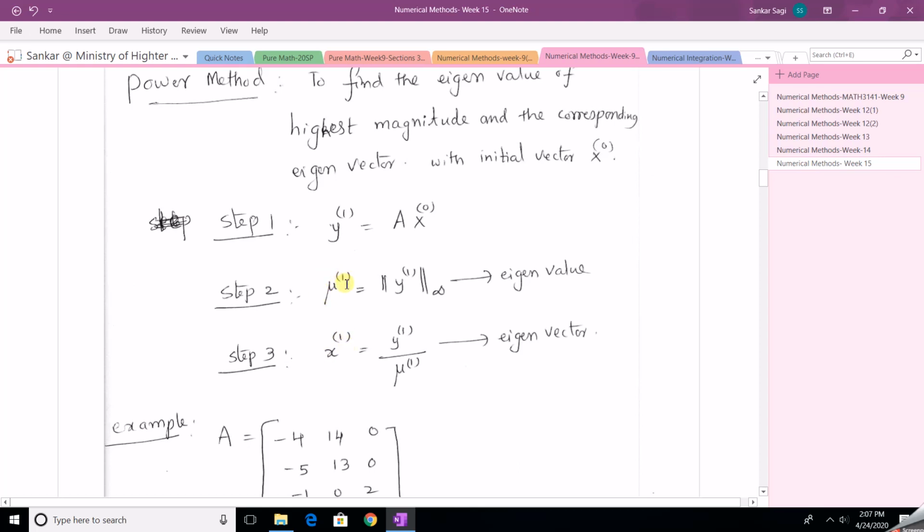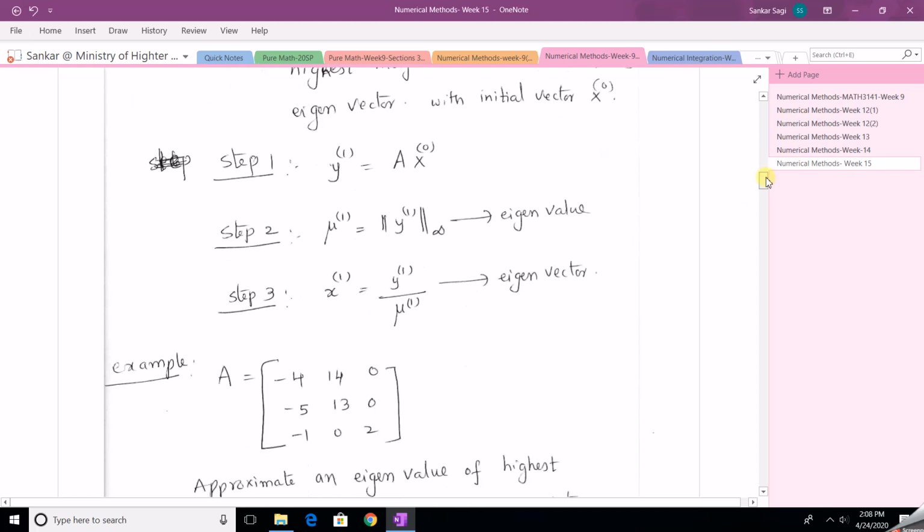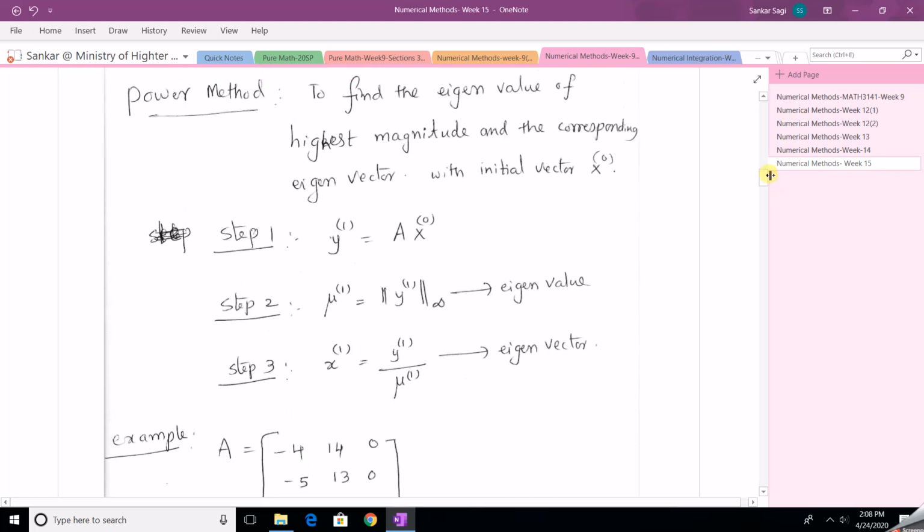the corresponding eigenvalue. Now if you want to go for the next iterations, the x1 value is used to find the second iteration eigenvalue and eigenvector, and so on and so forth. That means we start with x0, we get x1, and when we use x1, we can find the next eigenvector x2, and after that using x2 we will get x3 and so on. So let us look at this example.